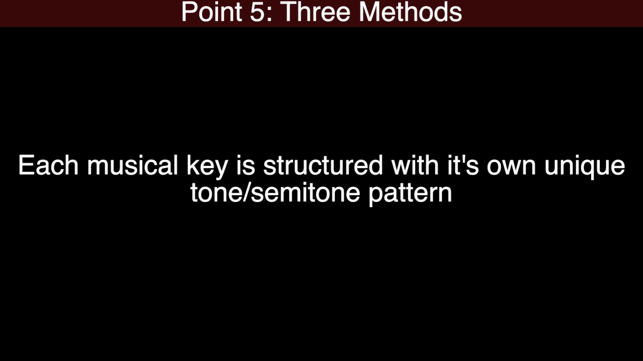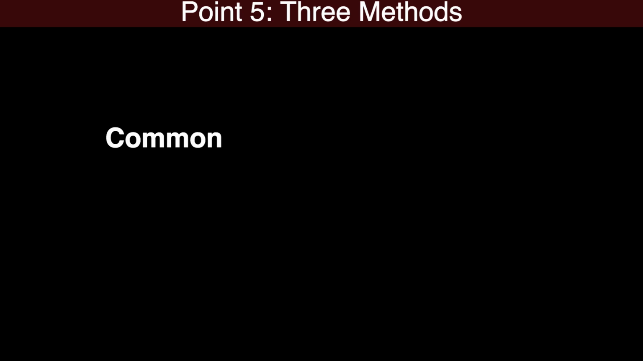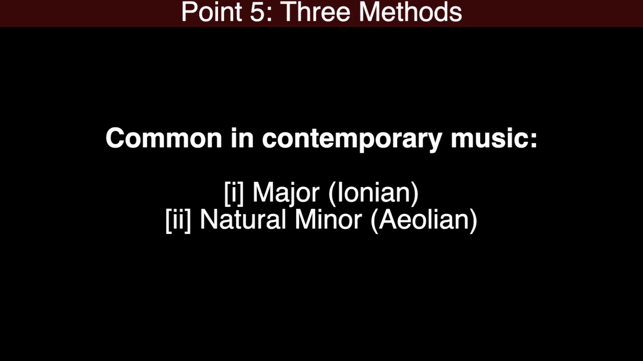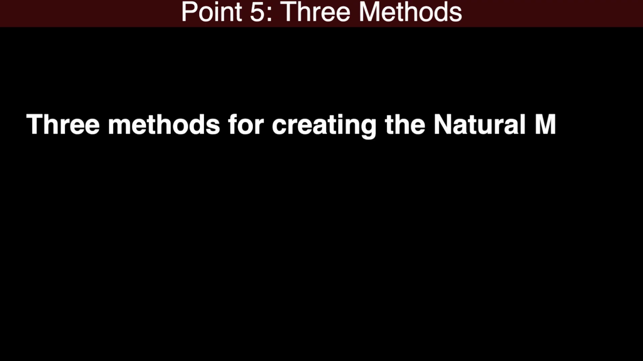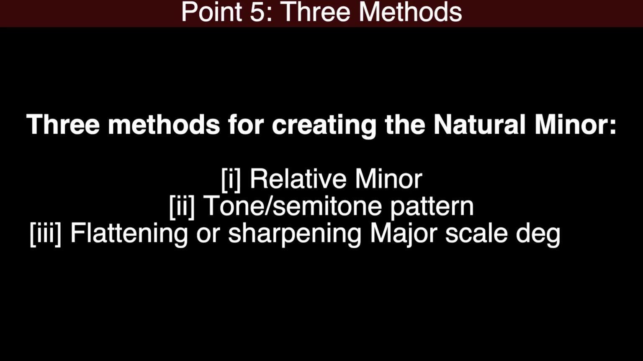and even occasions. After the major key, which is the Ionian mode, the second most common key for contemporary song creation is called the natural minor. We'll explore 3 different ways that the natural minor can be created. Method 1, the relative minor. Method 2, the natural minor tone semitone pattern. Method 3, by simply flattening or sharpening certain scale degrees of the major key.